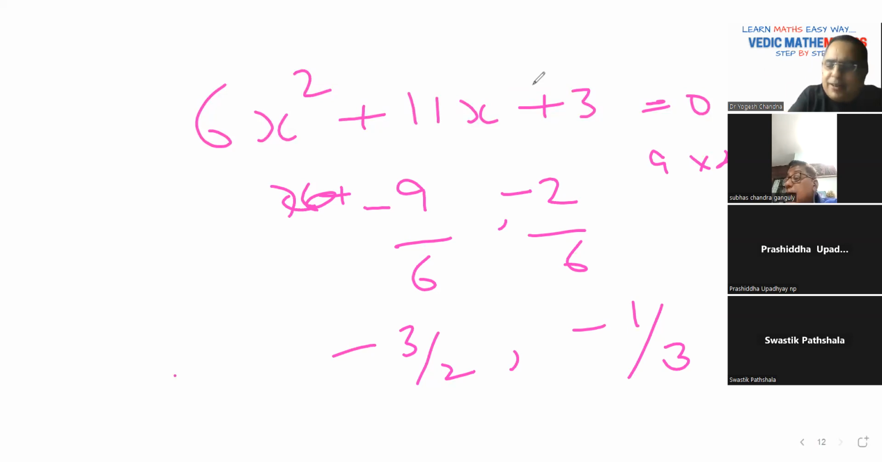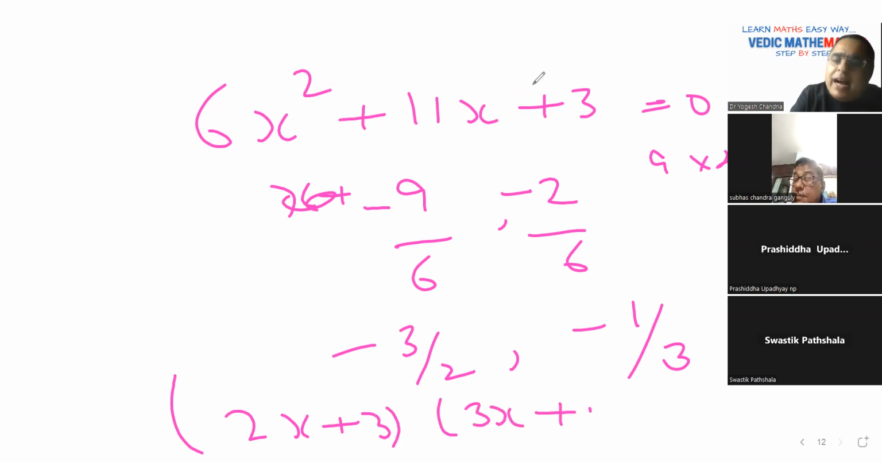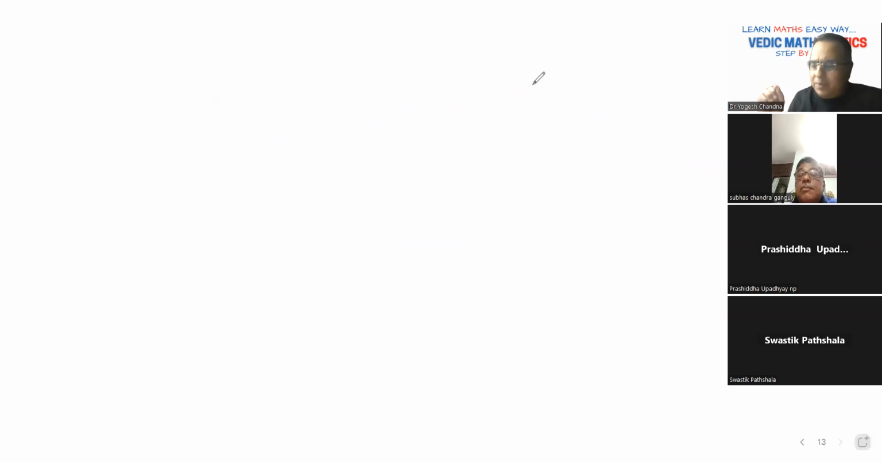Or if you want the factor format, so 2x plus 3 and 3x plus 1 are the factors. So first find out the roots, because that is the easiest way to find out. I'll take some big questions also so that you understand how to break the middle term.